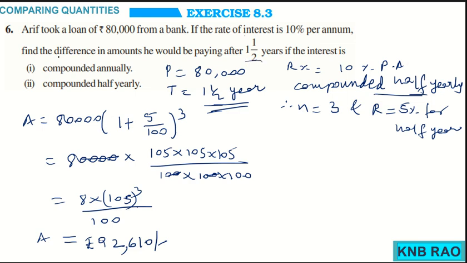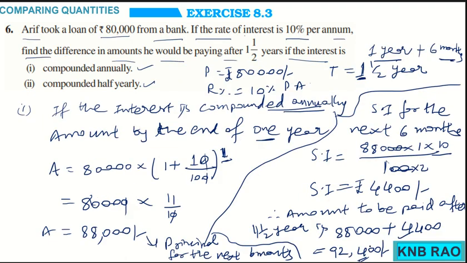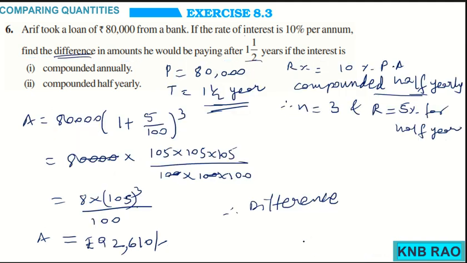Now find the difference. What is the difference? Here 92,610 you are paying when compounded half yearly. Earlier you paid 92,400 when compounded annually. So the difference is 92,610 minus 92,400, which gives you 210 rupees as the difference.